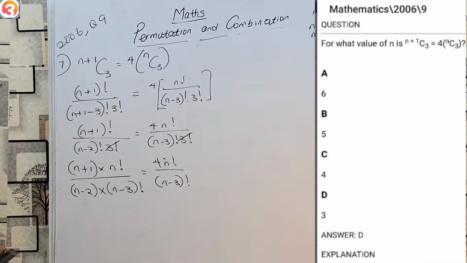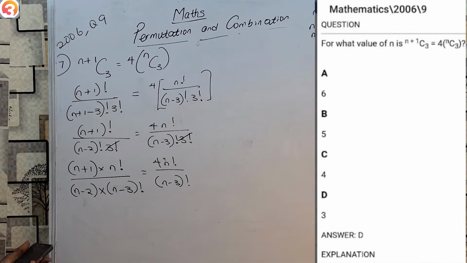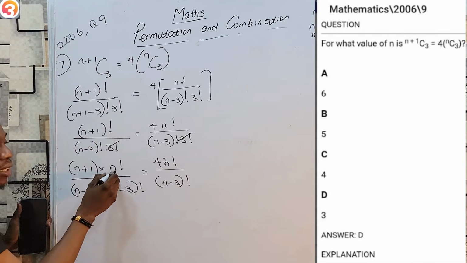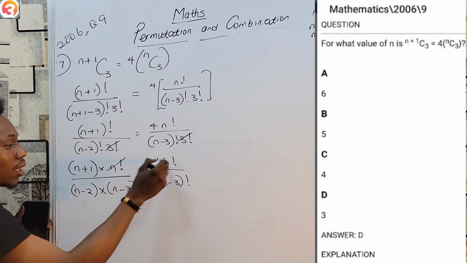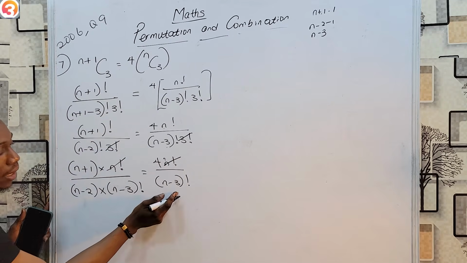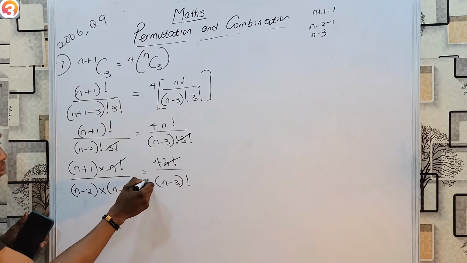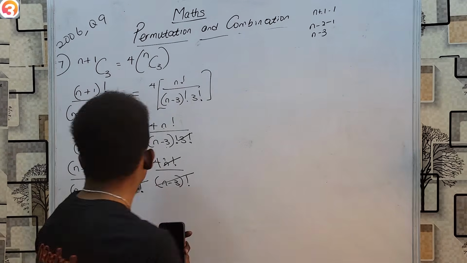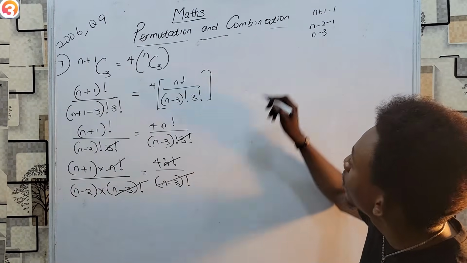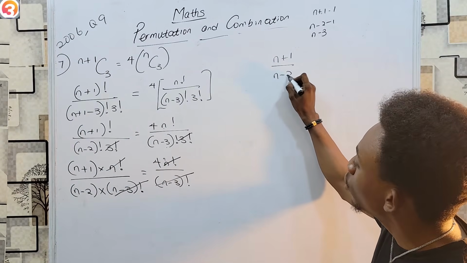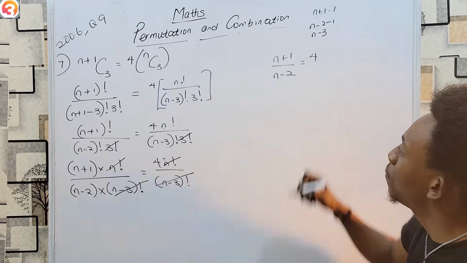You may be wondering, why am I doing this? The simple reason is because once I look here, I noticed there's n factorial here, and now there's n factorial here, meaning they can cancel out. And in the same way, there was n minus 3 factorial here, and now there's one here as well, meaning these can cancel out. And if you notice, all factorial is now gone from my equation, leaving me simply with n plus 1 over n minus 2 equals 4.